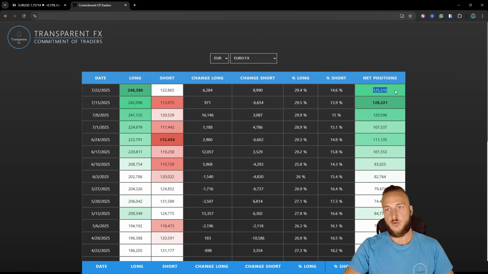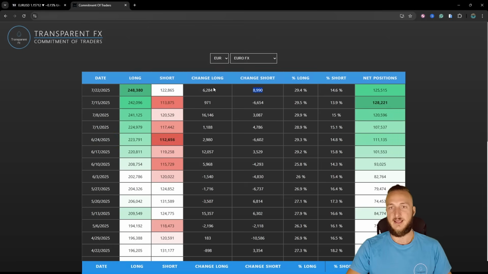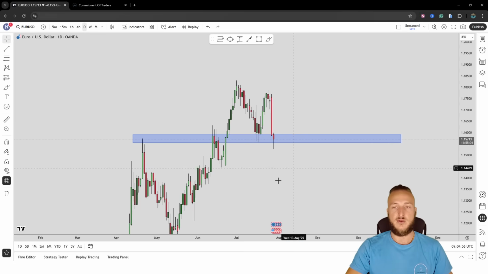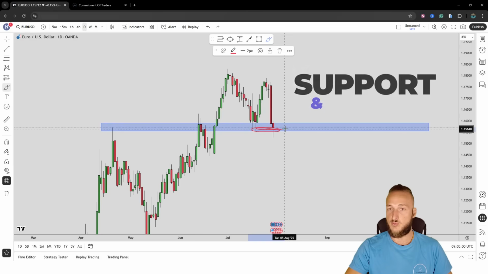We are now at 125.5K. So what we're starting to see is that shorts are starting to get added. We see 8,900 shorts getting added. We still don't see longs getting closed. Longs are still getting added. So what is important to do right now is, in my opinion, to wait and see what is going to go on at this demand and support zone.